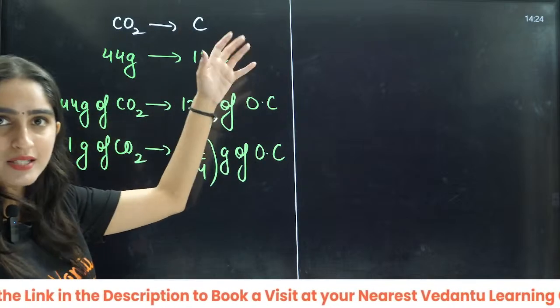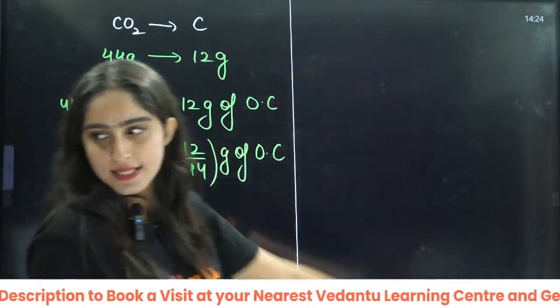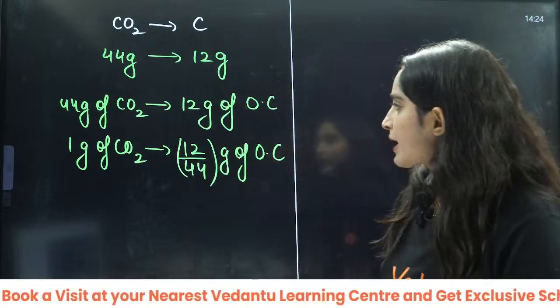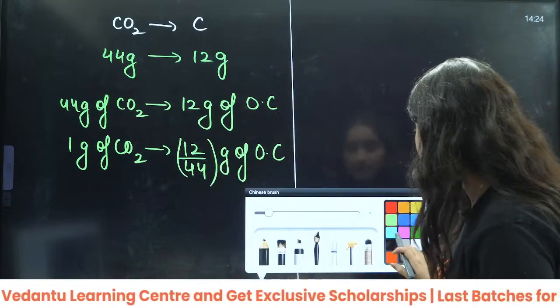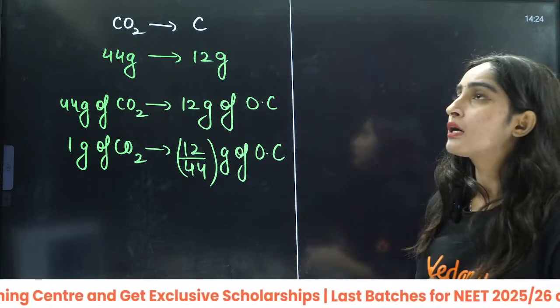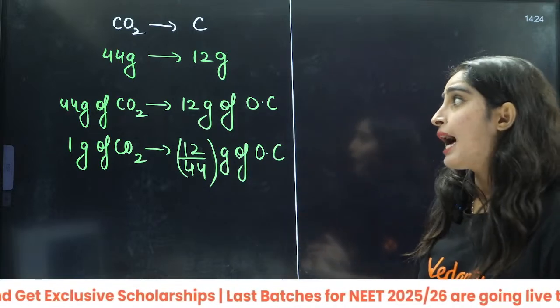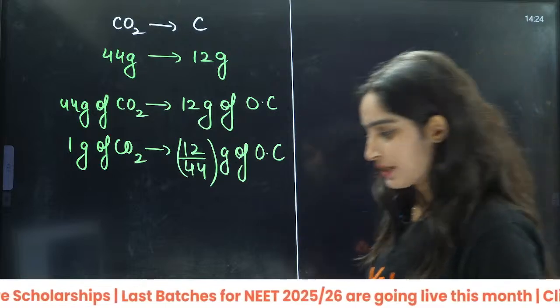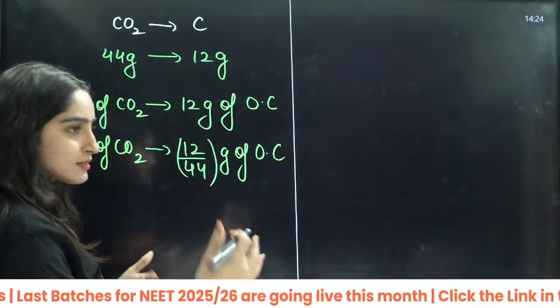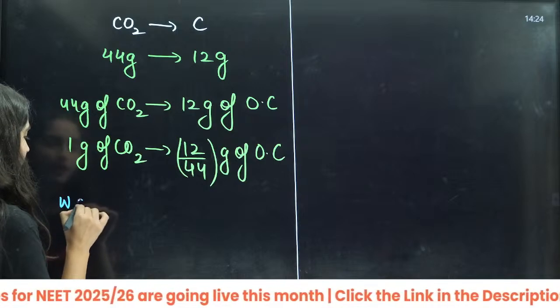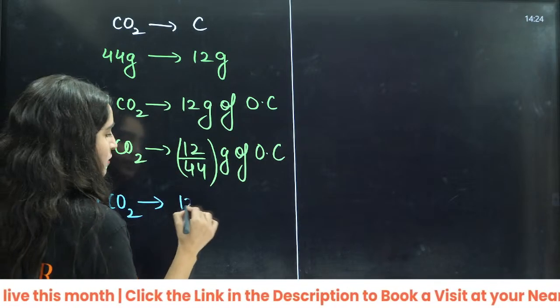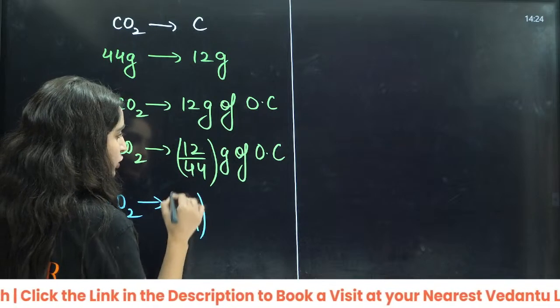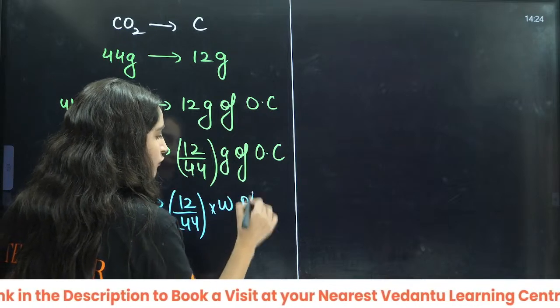Beta, this carbon means organic compound only, right? So it means 1 gram of organic, this means 12 by 44 gram. Now in the question, they are saying that you have W gram of carbon dioxide. This is the weight of carbon dioxide that is formed. W gram of carbon dioxide will give us 12 by 44 into W of organic amount.